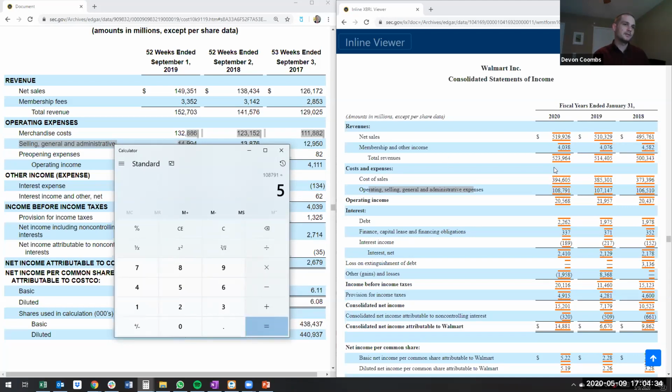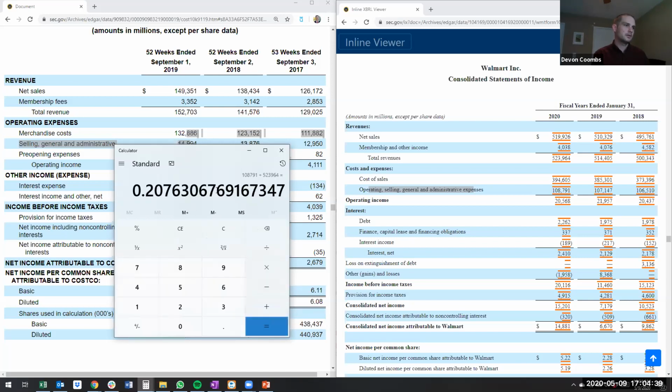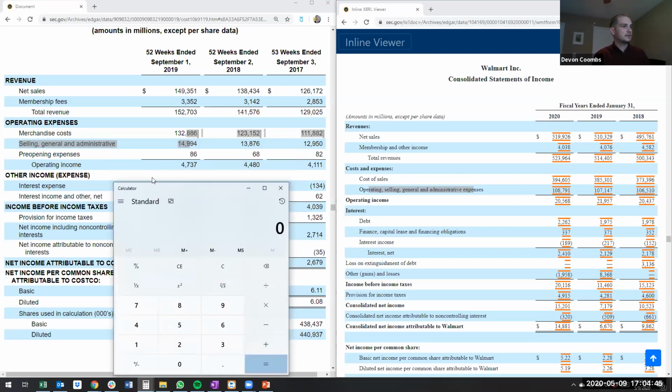108,791 divided by 523,964 is about 20% of their cost goes into operating the stores. Let's see. Divided by 152,703. Only 10% goes into operating stores for Costco. So it's more expensive to operate the Walmart stores.